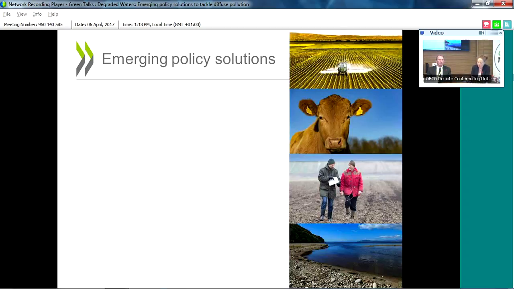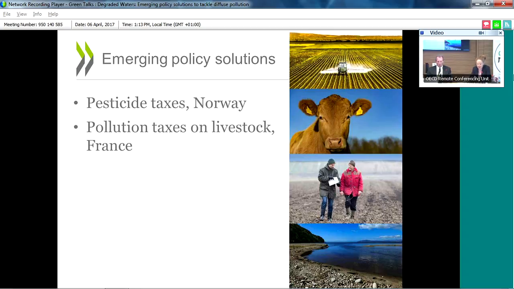There are, however, some emerging innovative policies in the OECD that could be adapted and scaled up to more effectively manage diffuse pollution. For example, Norway has a tax on pesticides that attempts to reflect the environmental and health-related risks and costs of pesticides. The tax has been successful in encouraging more conservative use of them. In France, taxes apply to diffuse pollution from livestock, and these taxes are calculated based on the number, the type, and the age of livestock.